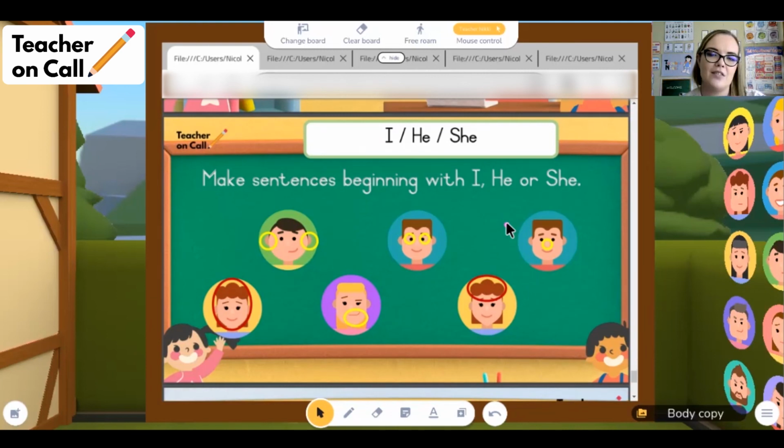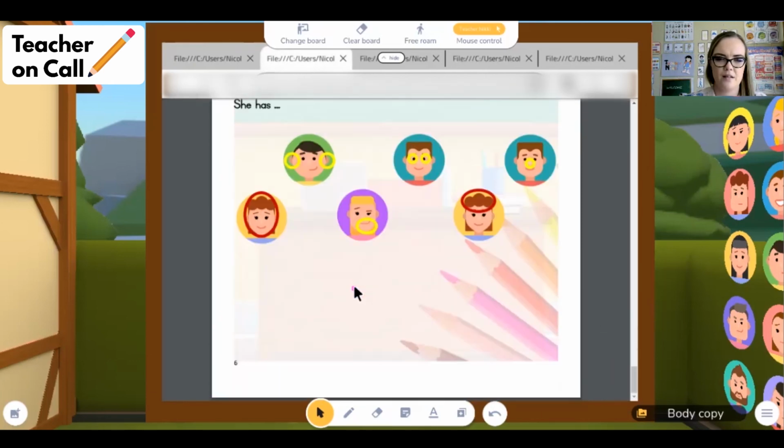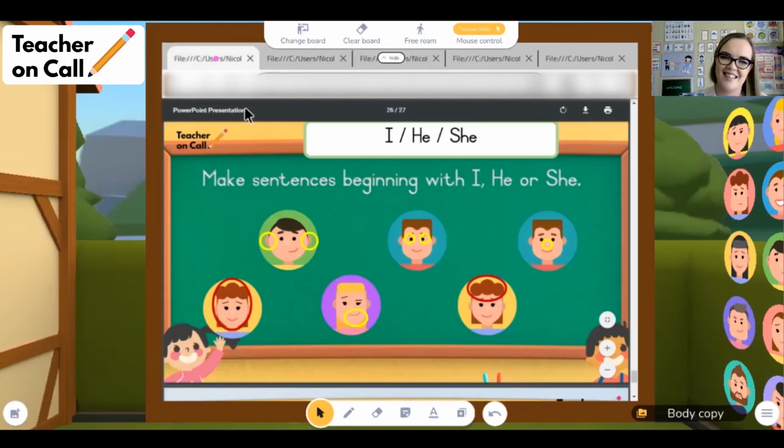Okay, so now you're going to make sentences using I, he, or she. So just remember, we say I have, but he has, and she has. So you can choose any picture to write sentences about, then you can write 6 sentences. So remember, it's I have, he has, she has.